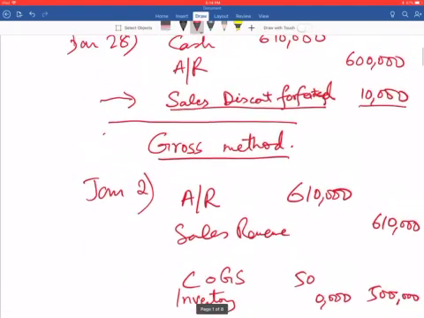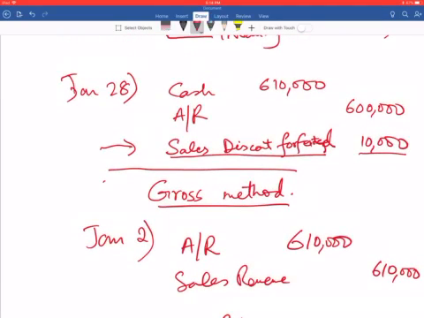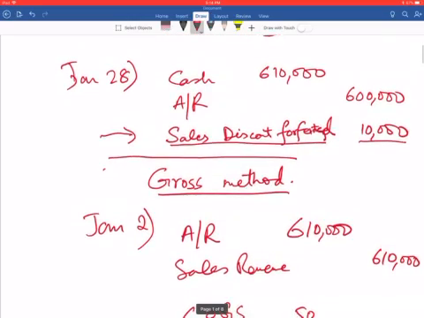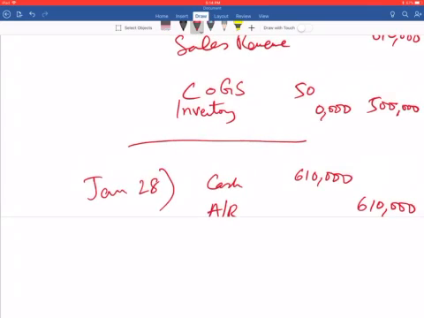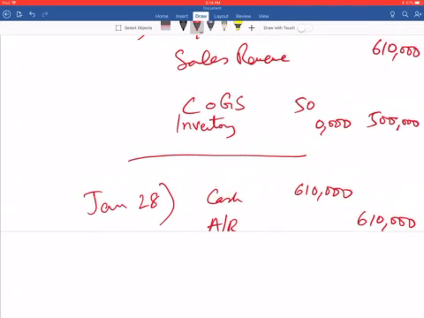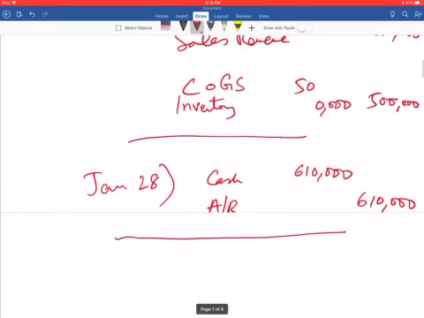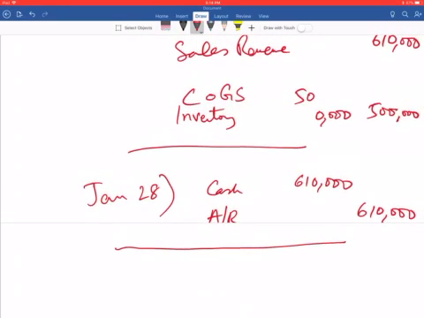But then your accounts receivable will be credited by exactly the same amount, because you assumed your customer will not take the discount. So now we don't have to do the sales discount forfeited account in this case, because you were not assuming in the beginning that your customer is going to take the discount, right? So we don't have to do that. But then this is all based on the different methods you use, right?